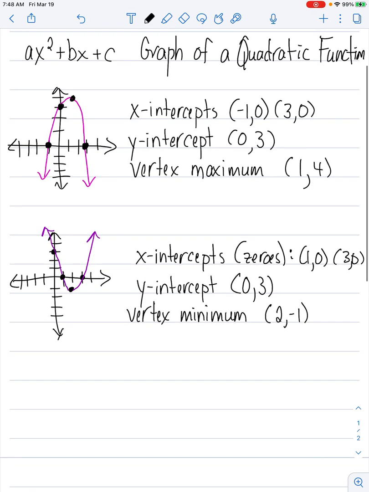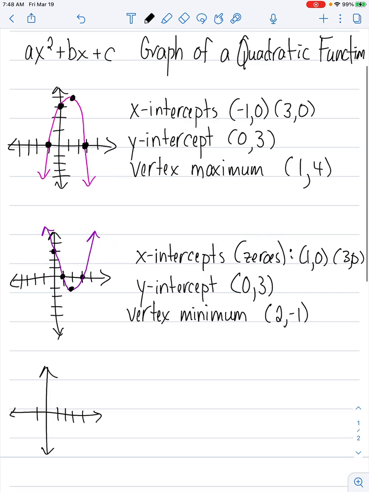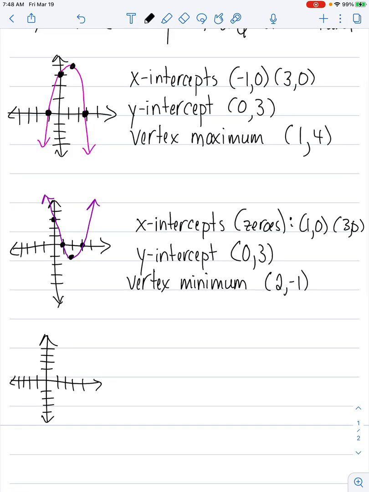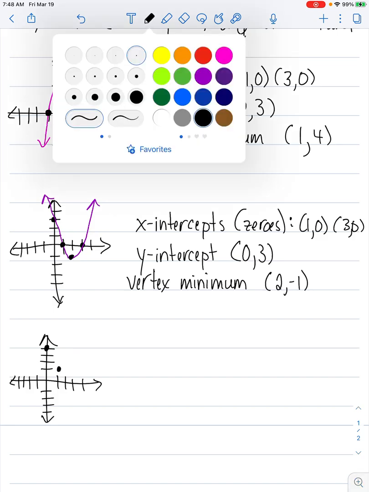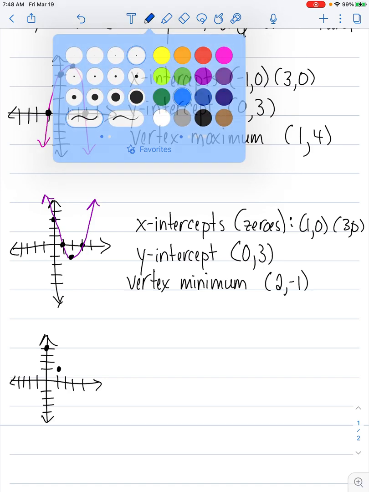So let's take a look at one more. Let's draw our x and y axis, our coordinate plane. 1, 2, 3, 4, 1, 2, 3, 4, 1, 2, 3, 4, 1, 2, 3, 4. Because you're going to see some interesting stuff happen. I would like for you to draw or plot the point 0, 4. And I'd also like for you to plot the point 1, 1. And we're going to use those 2 points to draw our parabola.